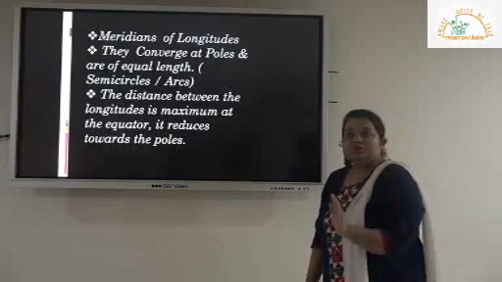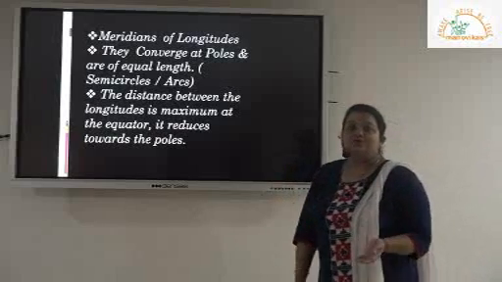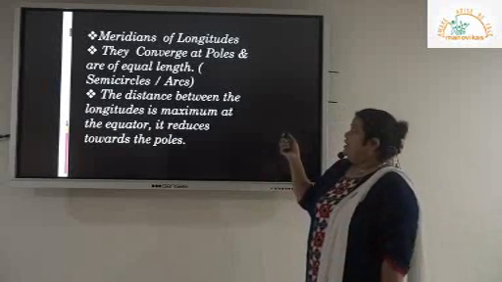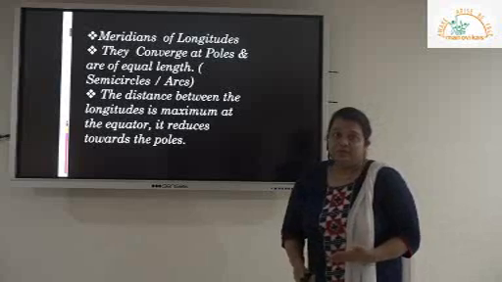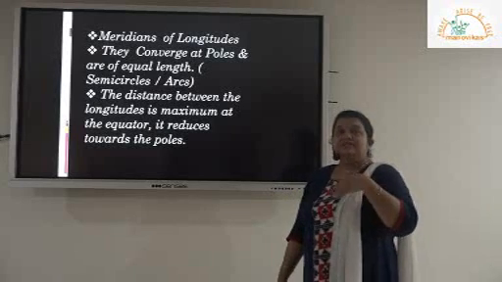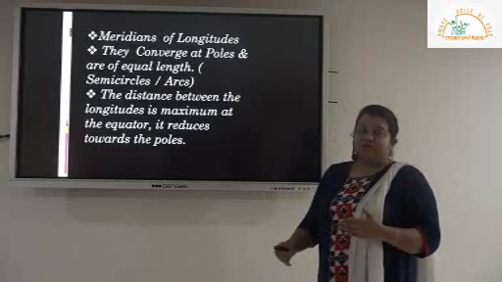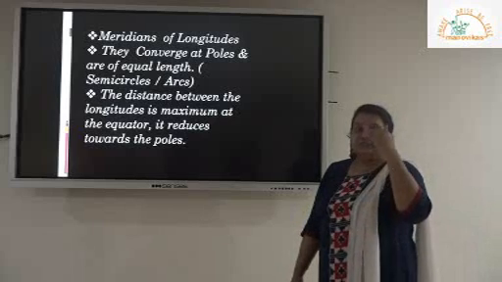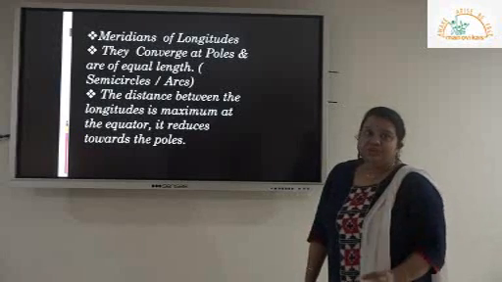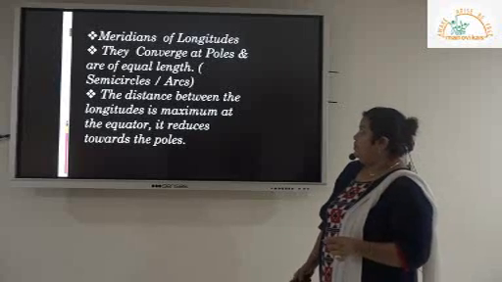The longitudes are also known as meridians of longitude because the word meridian is derived from the Latin word meridium, which means noon. So as the sun moves from one longitude to another, on that longitude where the sun is present, that whole longitude will experience noon time.